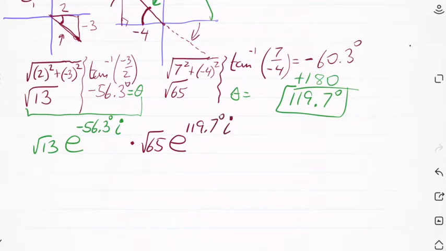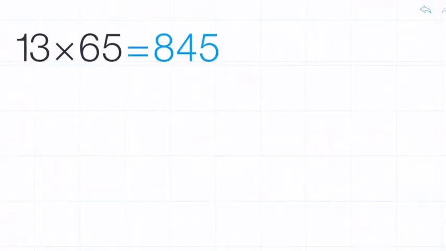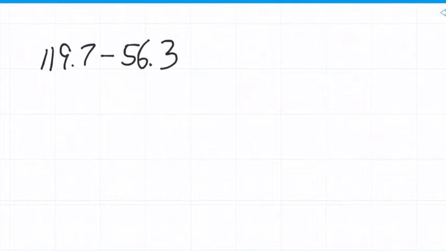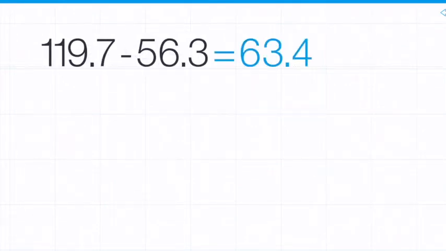So if I'm multiplying, I'll just multiply the two radicals, square root of 13 times square root of 65. 13 times 65, so it'd be the square root of 845. The square root of 845, e to the negative 56.3, 19.7 minus 56.3. We'll see if I did that right.